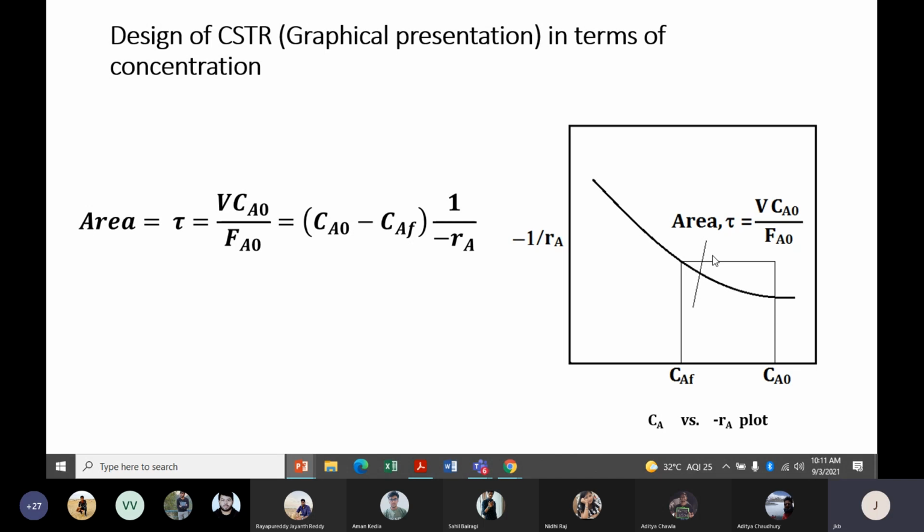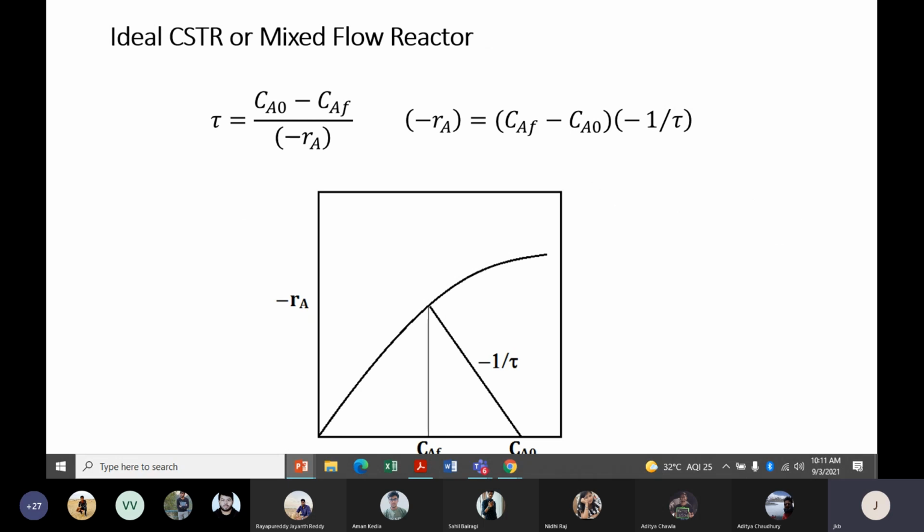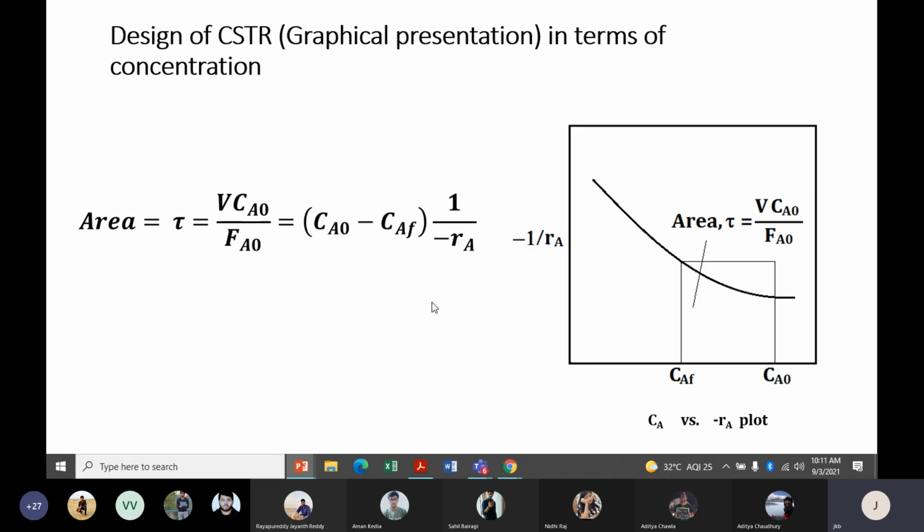The same thing can be observed if you write the equation in terms of concentration and take 1 by Ra plotted as a function of concentration. This type of equation is used for reactor design, and the previous type can be used where reactor size is known, because tau is the ratio of V to small v0. So if reactor volume is known, you can use this curve to predict the final product concentration. But the second equation can be used when the volume is not given.